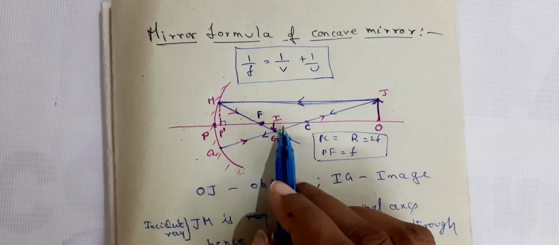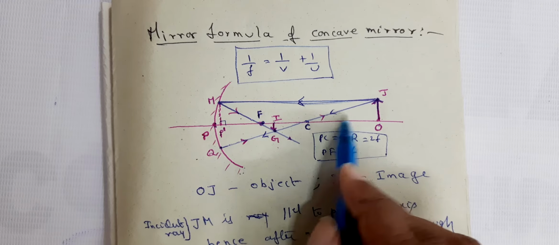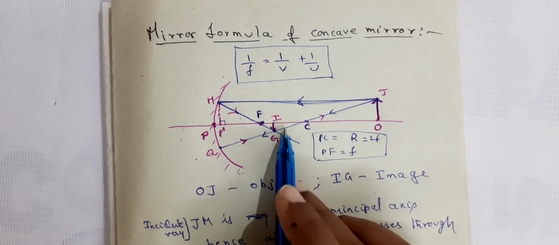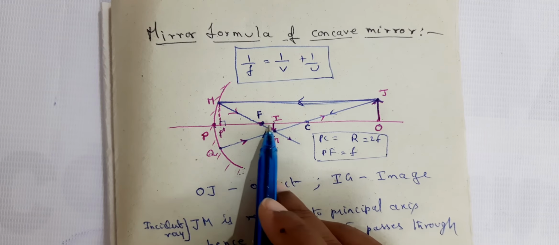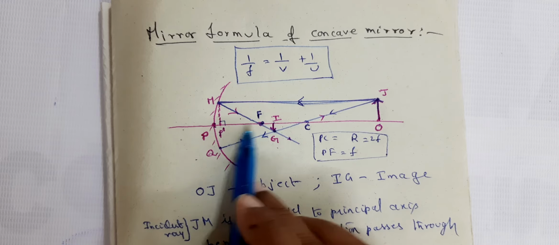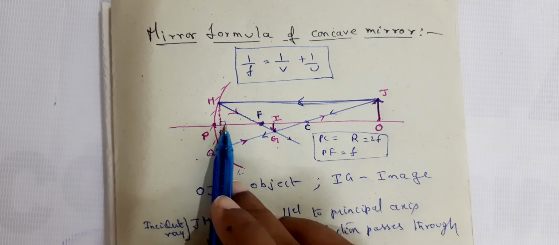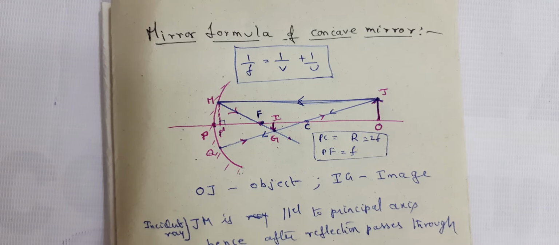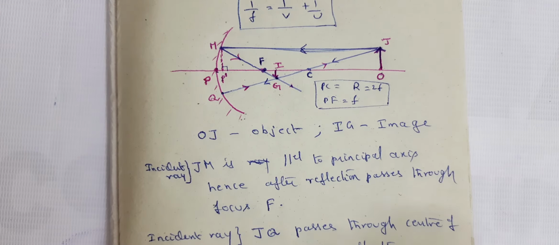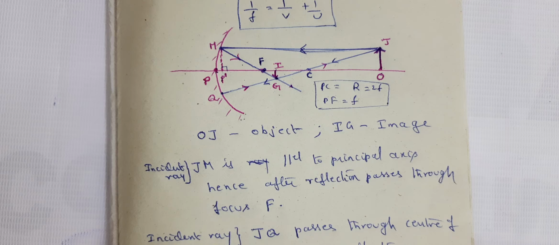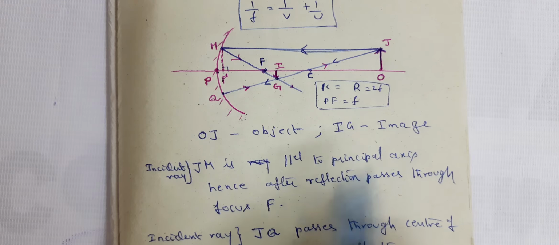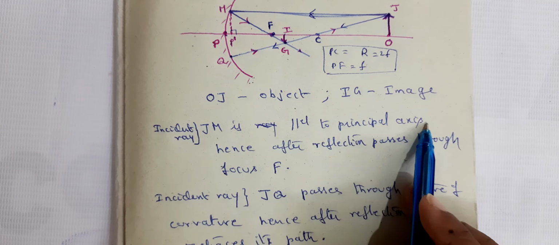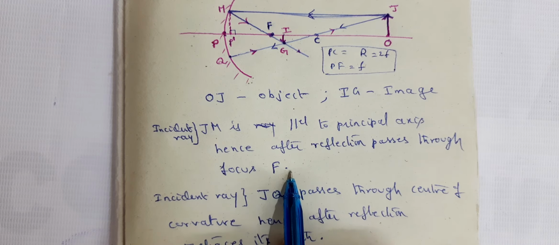If you observe, triangles CIG and COJ are similar triangles. Triangles FIG and FPM are also similar triangles. Now, how to write the statements? Very simply, directly in points, not in paragraphs. OJ is the object, IG is the image. Now we discuss the incident ray JM, which is parallel to the principal axis. Hence, after reflection it passes through the focus, M to F.